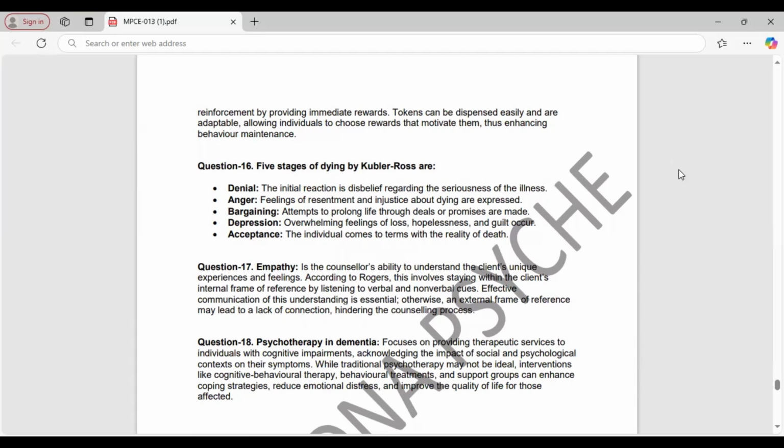Psychotherapy in dementia. Therapy for dementia patients includes cognitive behavioral therapy, behavioral interventions, and support groups. These approaches focus on enhancing coping, reducing distress, and improving quality of life, considering the cognitive and social context of individuals with dementia. With this, we come to an end of the assignment solutions for MPCE-013 therapeutic methods.